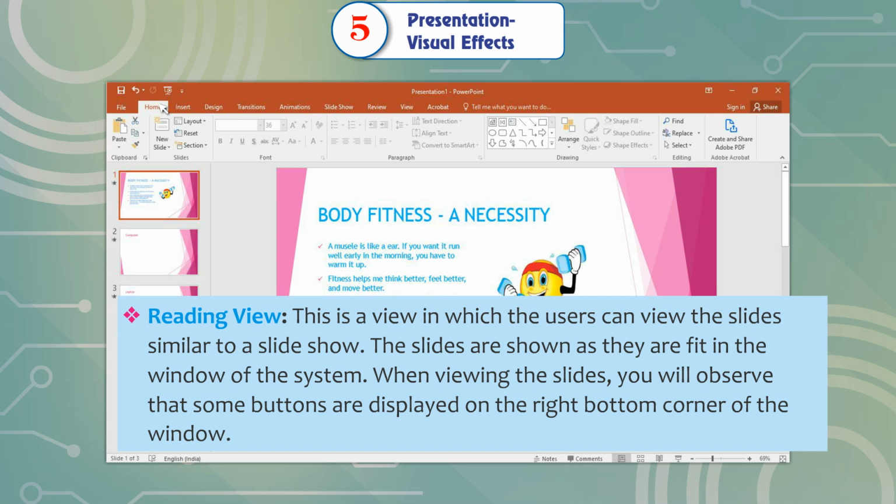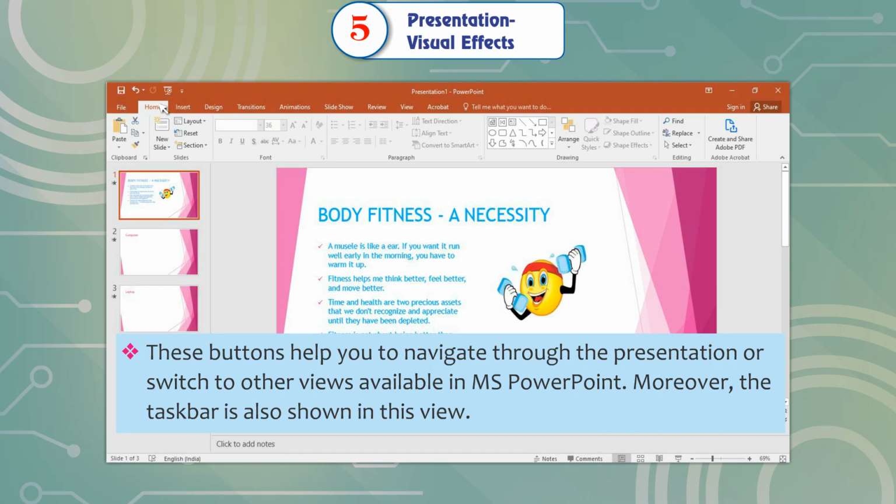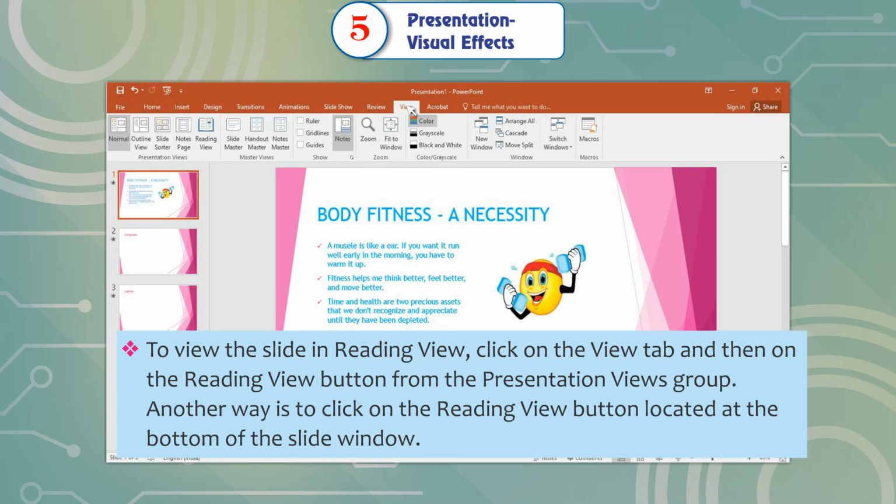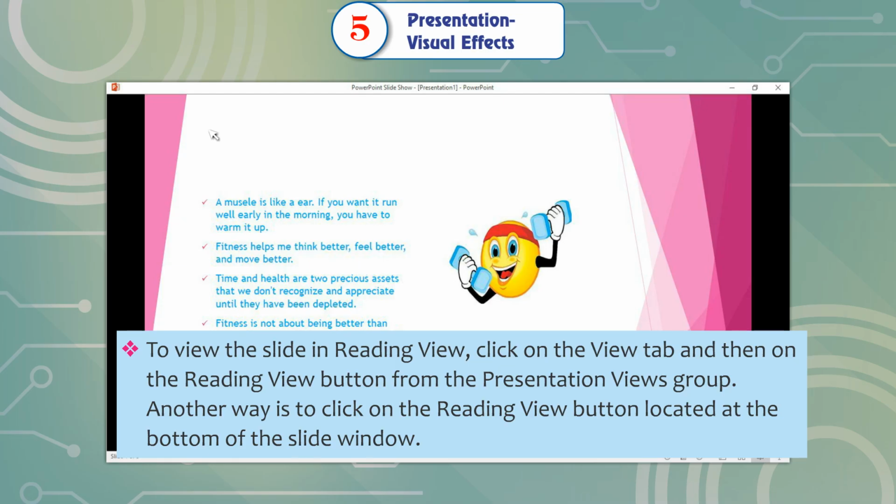Reading View. This is a view in which the users can view the slides similar to a slideshow. The slides are shown as they fit in the window of the system. When viewing the slides, you will observe that some buttons are displayed on the bottom right corner of the window. These buttons help you to navigate through the presentation or switch to other views available in MS PowerPoint. Moreover, the taskbar is also shown in this view. To view the slide in Reading View, click on the View tab and then on the Reading View button from the Presentation Views group. Another way is to click on the Reading View button located at the bottom of the slide window.